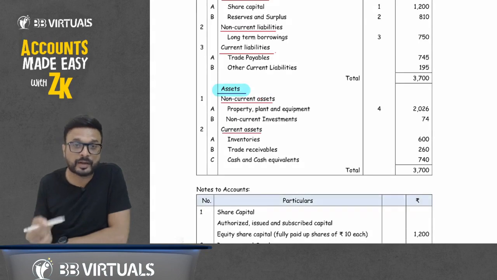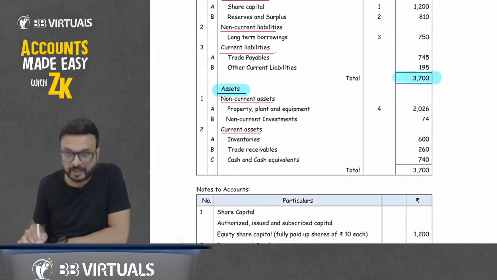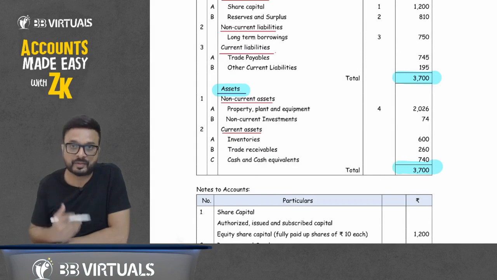Non-current asset means long-term asset. Property, plant and equipment, note 4, 2026. Non-current investment, 74. Then current assets: inventory 600, trade receivable 260, cash and cash equivalent 740. And you can see the total of the liability side and the total of the asset side is 3700.